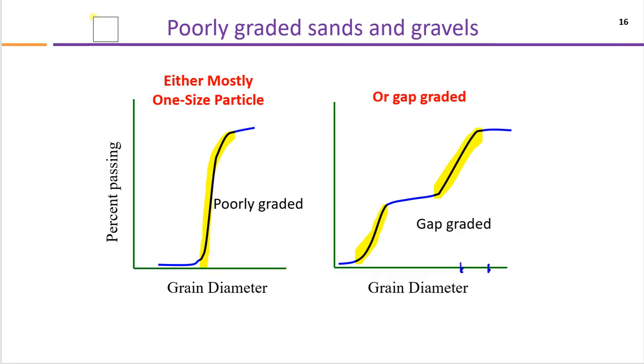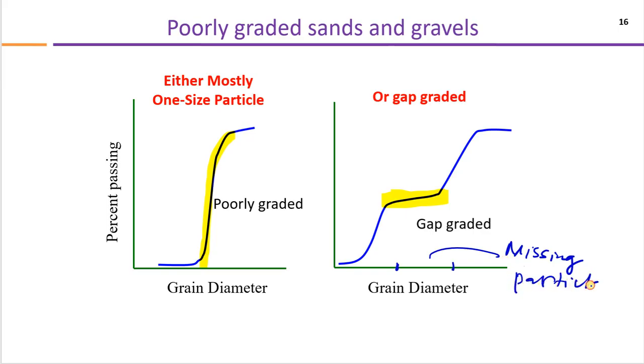Okay, no, there's a mistake here. This horizontal component is actually missing, this one. So this particle size from here to here is missing. And those that are vertical are actually the sizes which are available in this soil, and this is also missing, and this is also missing. They are not present in this soil.